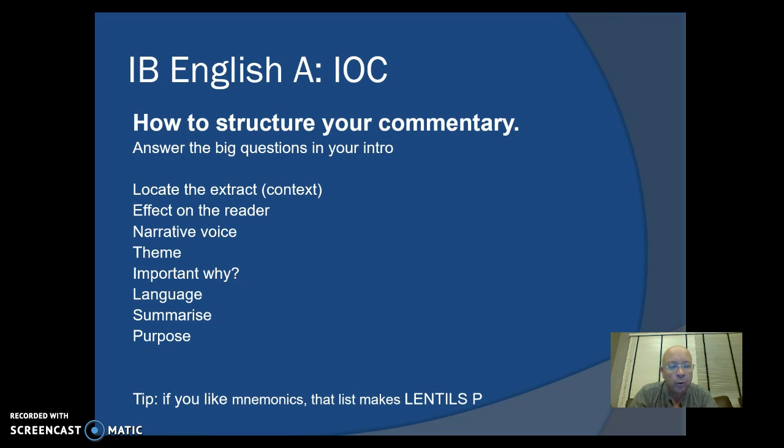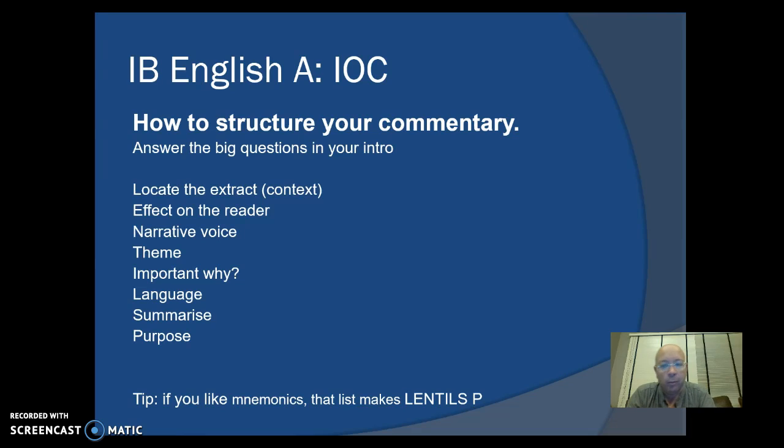So I'll go through this first of all, and these are good questions to ask and good things to mention in general. Firstly, locate the extract. If we're talking about a novel, how did we get to this point in the novel? What's led up to this? Where is it going to go from here? So place the extract somewhere in the novel fairly quickly, just to show what's happening.